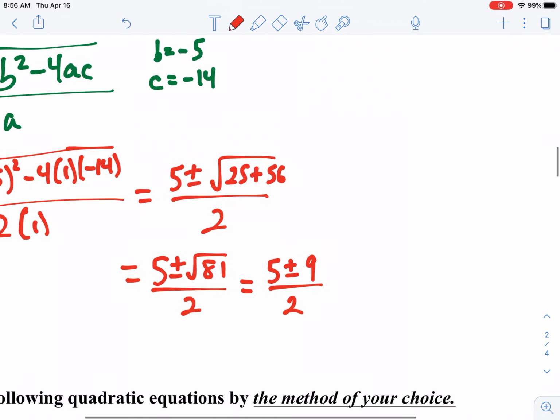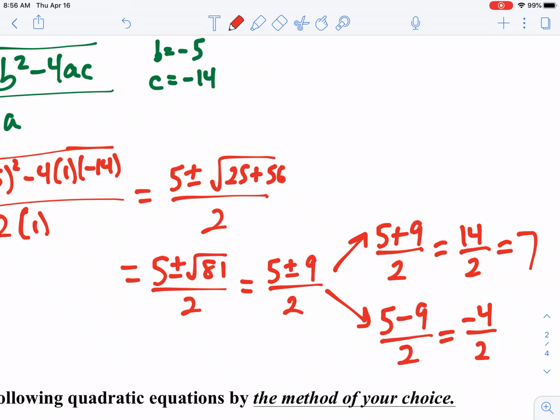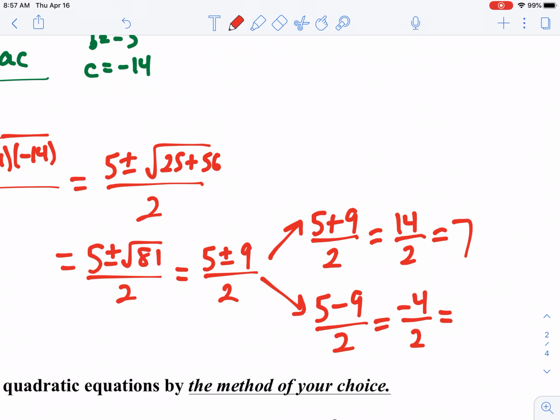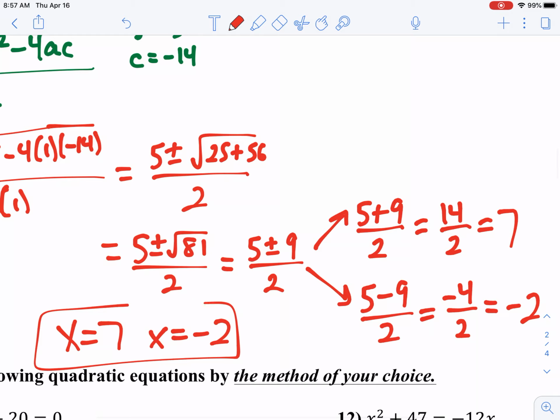And then finally, this really represents two answers here. It's 5 plus 9 over 2, which is 14 over 2, which is 7. And then 5 minus 9 over 2. That's what that plus minus symbol means. It's two scenarios that are possible. You get -2 for that one. So your two answers are x equals 7, x equals -2. And we are done.